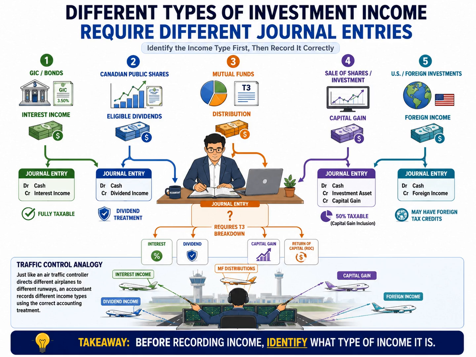One of the most important responsibilities of a corporate tax preparer is correctly identifying the type of investment income that has been earned. At first glance, investment income may seem simple. Money comes in, and income is recorded. However, different types of investment income have different tax treatments, different reporting requirements, and often require different journal entries. That is why identifying the income type always comes before recording the accounting entry.